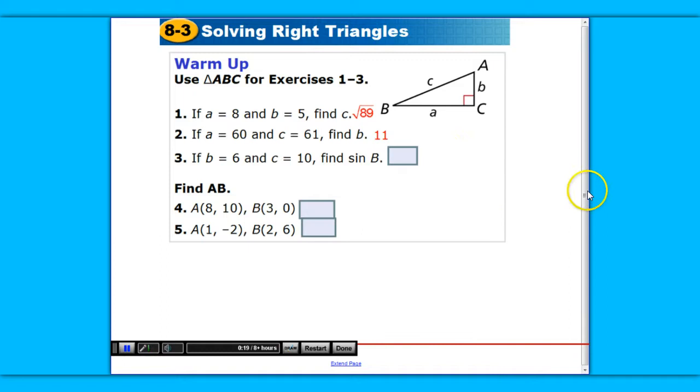B is 11, and find the sine of B. Wow, that's the next, oh, that was from yesterday, so 0.6. Okay, so we have, using our what formula here? That's right, our distance. And that is what you should have found.